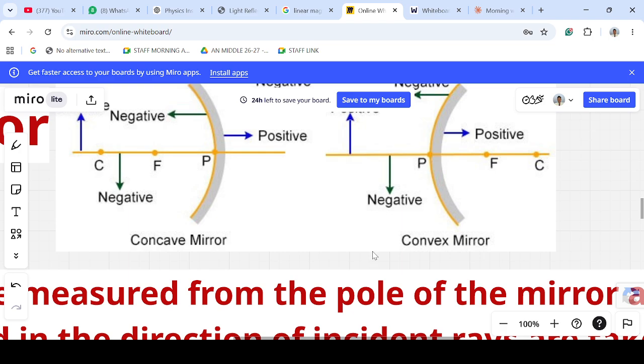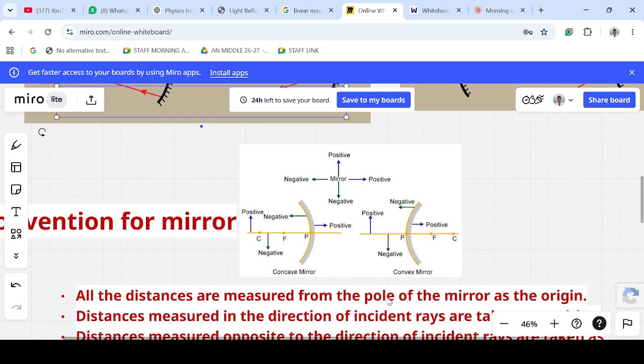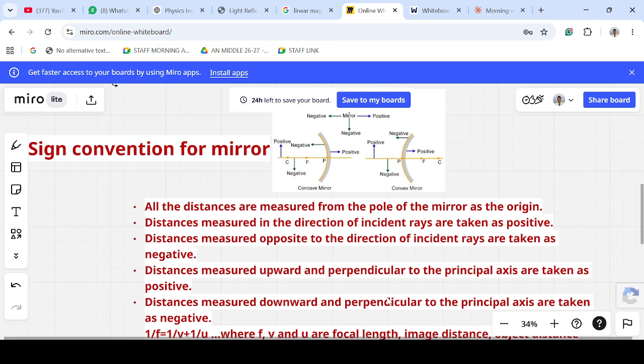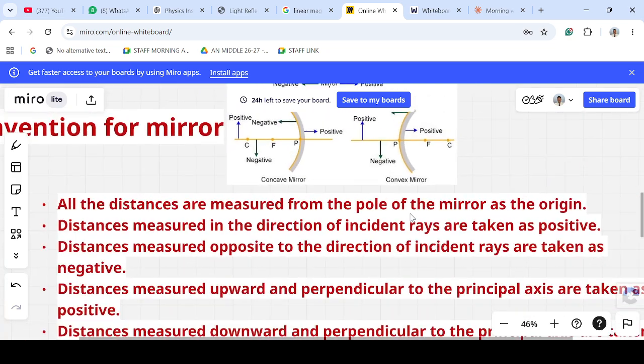Now after that, students, here you measure always. All the distances are measured from the pole of the mirror as the origin. From the pole only you will start measuring the distances. The distance measured in the direction of the incident ray, in this direction I am measuring, so this direction is positive. If the distances are measured in the opposite direction, this is the image form. So from here I am going back, so it will be taken as negative.